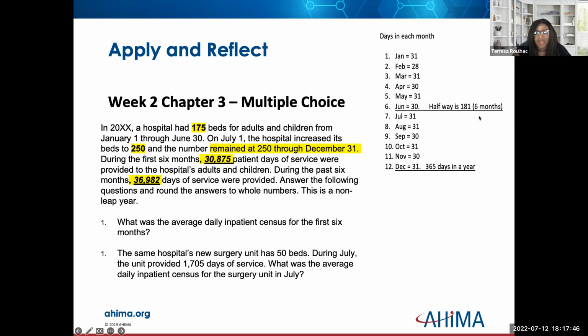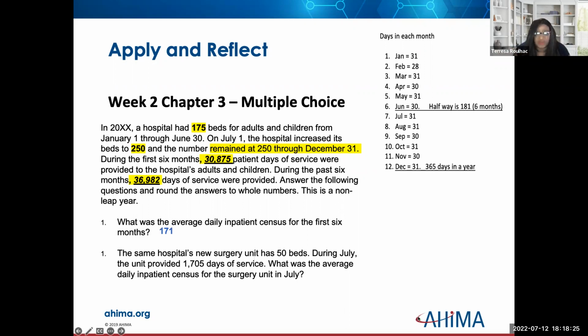Okay, it's a non-leap year, very important. We take 181 days and divide it by 30,875 patient days of service, because we know that in the very first 6 months, there were 30,875 patient days. This is going to give you 170.58. The directions, however, say to round to the nearest whole number, giving you the answer 171. So let me go over that again, okay?